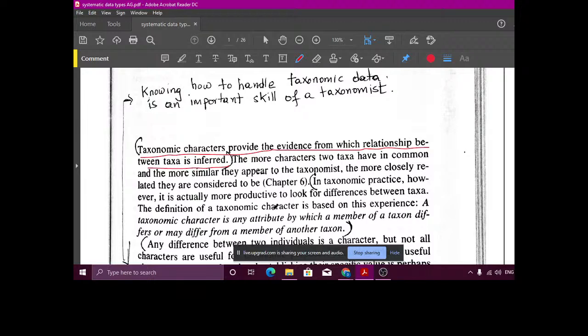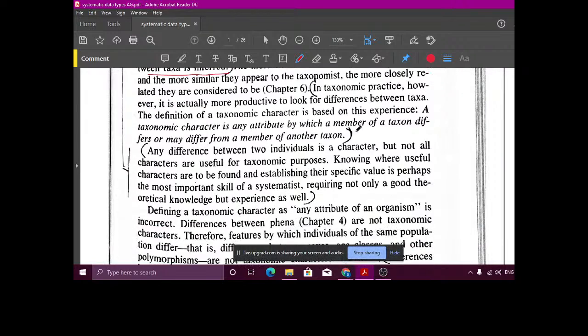So taxonomic characters provide the evidence from which relationship between taxa is inferred. According to Mayr, the definition is: a taxonomic character is any attribute by which a member of a taxon differs or may differ from a member of another taxon. So how does order Rodentia, that is of rats and rabbits, differ? It's a taxon that differs from another taxon, order Carnivora. That is their teeth and their diet. They differ.